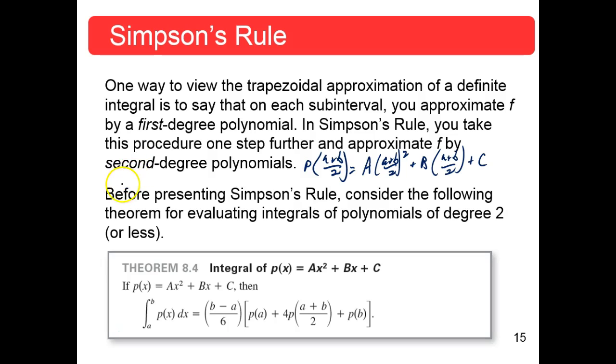Now, that would be A times, this would be A squared plus 2AB plus B squared, that's A plus B squared, over 4, plus B times A plus B over 2 plus C. Okay, if you split these out, this will be an A times A squared plus 2AB times A plus B squared.